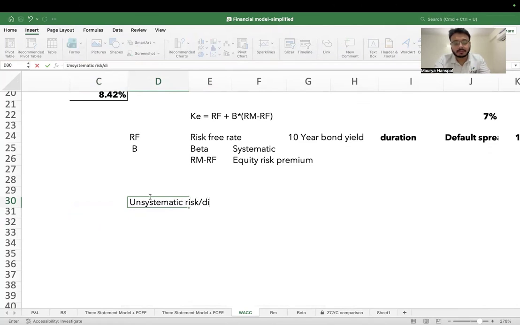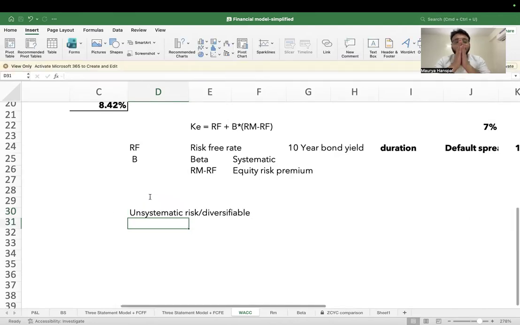Unsystematic risk is also called diversifiable risk, the risk which I can diversify. And how can I diversify the risk? I can diversify the risk by simply creating a portfolio, right? The risk which you can diversify by creating a portfolio is the unsystematic risk.